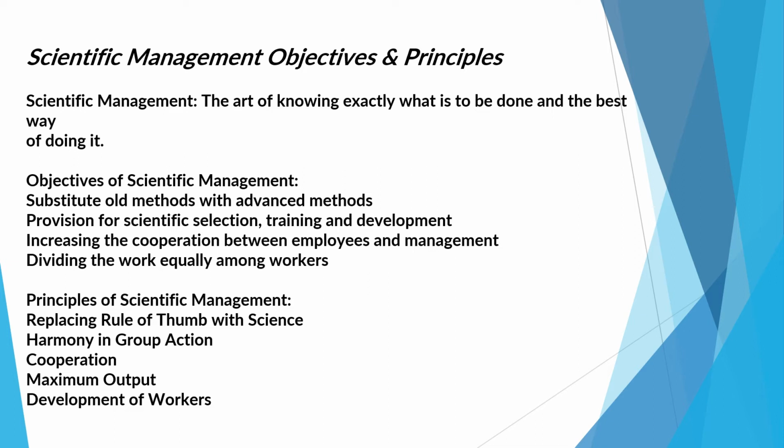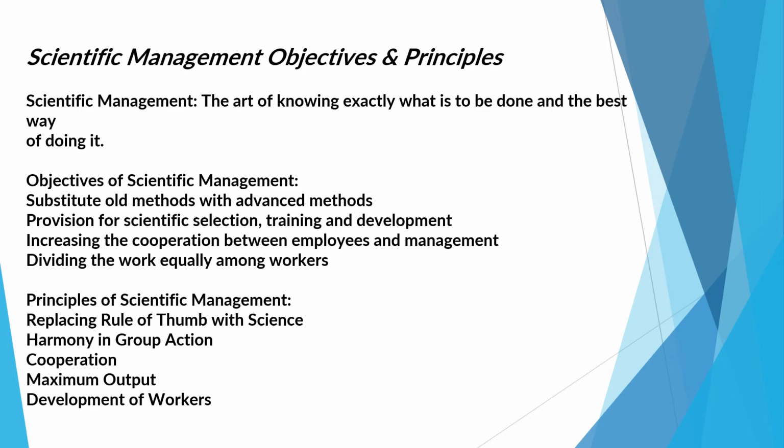Now coming to the principles of scientific management. Here we have five principles. First one is replacing rule of thumb with science. Use of scientific method denotes precision in determining any aspect of work.